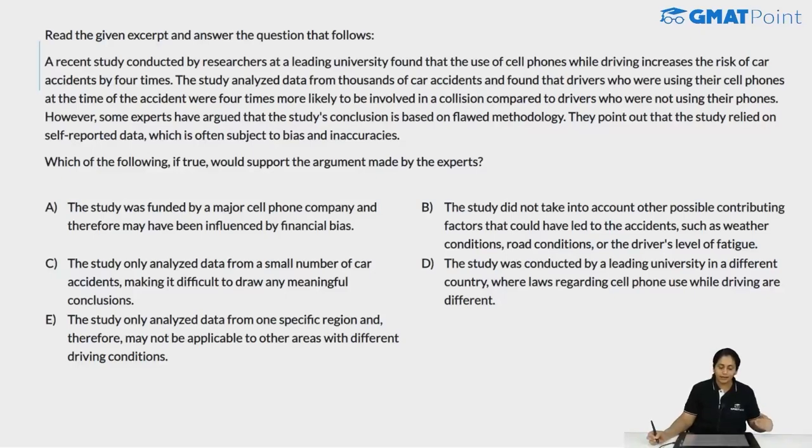A recent study conducted by researchers at a leading university found that the use of cell phones while driving increases the risk of car accidents by 4 times. The study analyzed data from thousands of car accidents and found that drivers who were using their cell phones at the time of the accident were 4 times more likely to be involved in a collision compared to drivers who were not using their phones. However, some experts have argued that the study's conclusion is based on flawed methodology. They point out that the study relied on self-reported data, which is often subject to bias and inaccuracies.